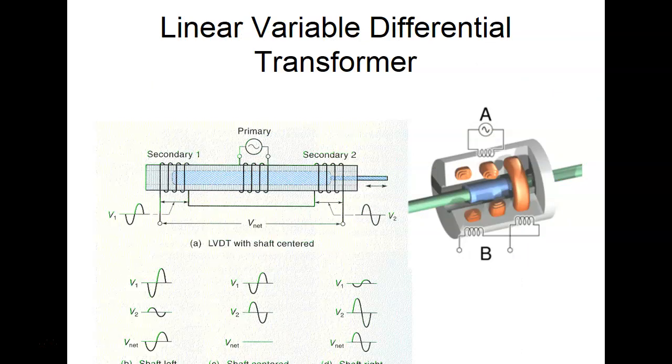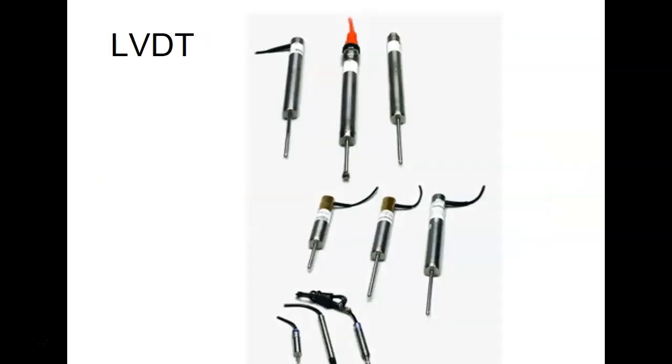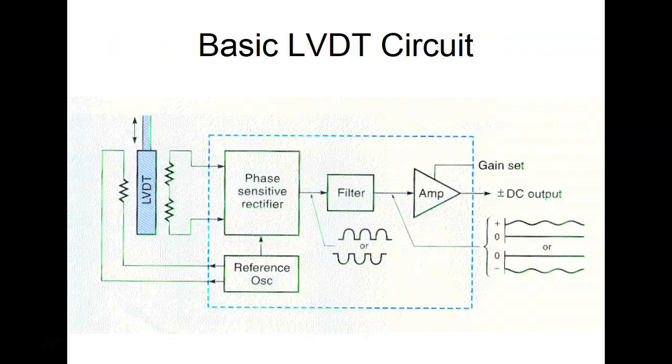So this is an example of an LVDT. So this is a picture that I found on the internet. And here's some other examples of LVDTs that I pulled off the internet. Are we okay? And this is a circuit that would take an LVDT and give us a voltage and a direction.